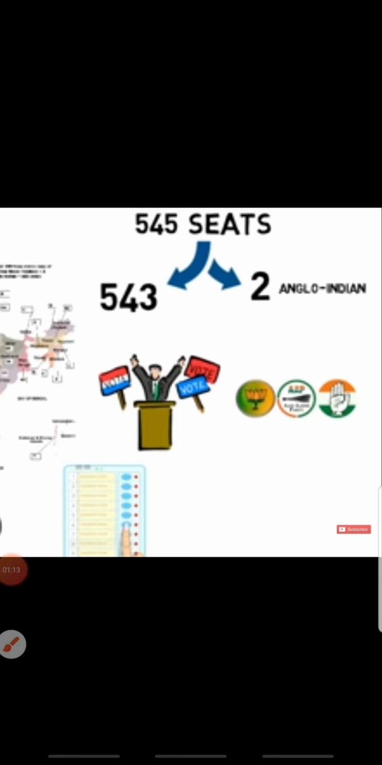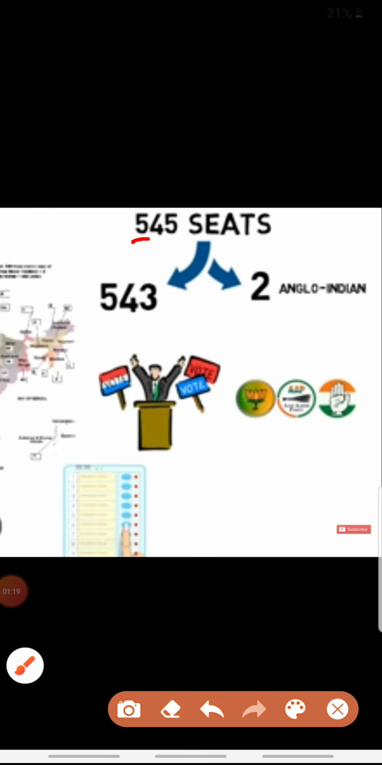in Lok Sabha. There are 545 elected members in Lok Sabha. You can see in the picture the total seat is 545, children, okay, in Lok Sabha. Out of this, 2 are nominated members from the Anglo-Indian community. To form a government, a political party needs to have at least half of the seats, that is 272 or more members should be from that party.